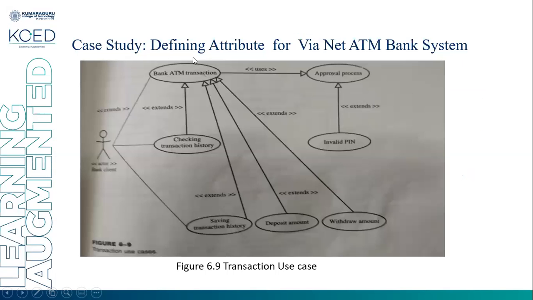A case study: a use case diagram for defining attributes for a bank ATM system, the transaction use case. Here the actor is a bank client. He performs a bank ATM transaction. Then checking transaction history, which extends the bank ATM transaction, and saving transaction history, as well as deposit amount and withdraw amount. These all extend the bank ATM transaction. And the bank ATM transaction uses the approval process, and invalid PIN extends the approval process. If the PIN is invalid, the user will not be allowed to proceed.